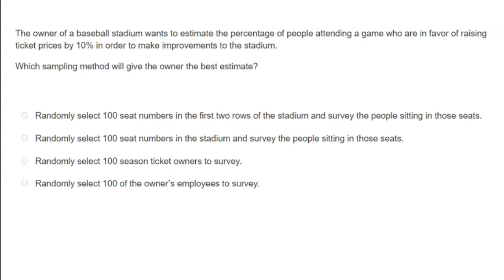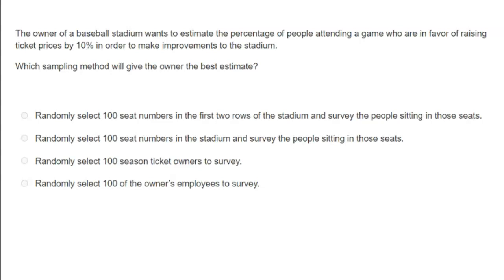Randomly select 100 seats in the stadium and survey the people sitting in those seats. Randomly select 100 season ticket owners, or randomly select 10 of the owner's employees. So which sampling gives the best representation? Let's do the first one.